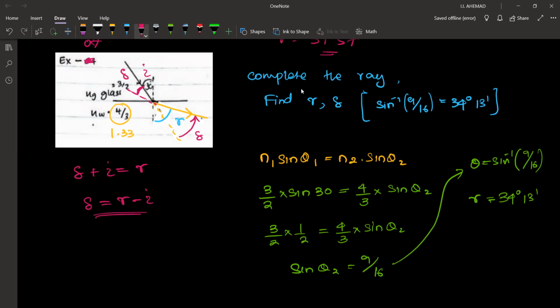Okay. Shaira, did you get in this manner? So delta is equal, what is R? 34 degree and 13 minutes minus incident is 30. So delta is equal 4 degree and 13 minutes.